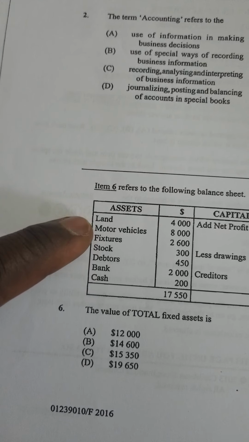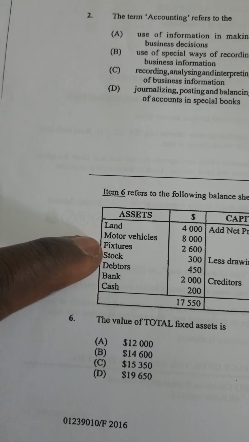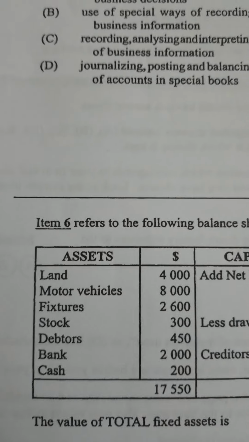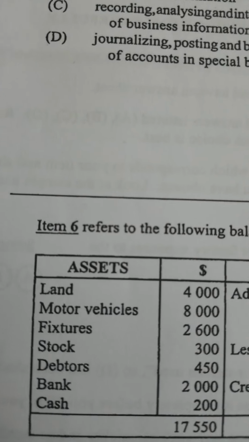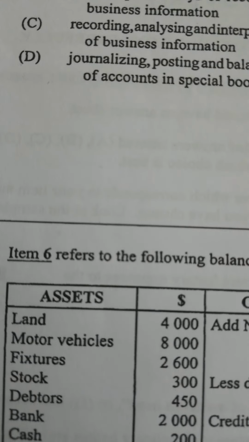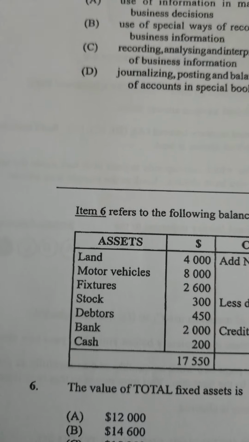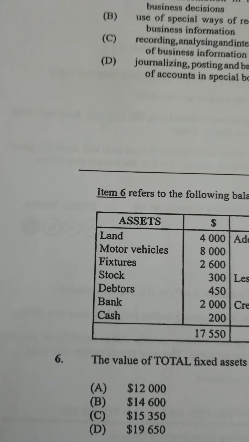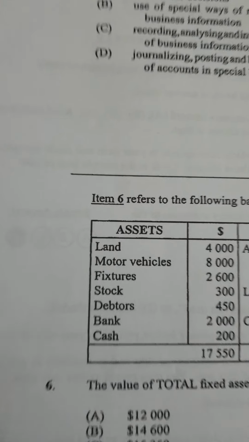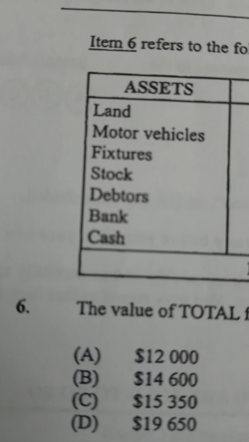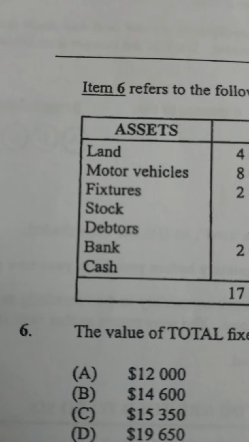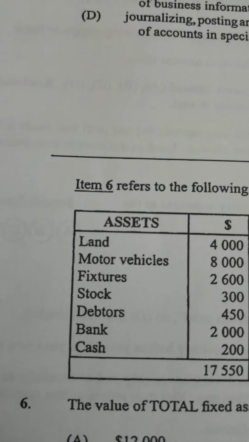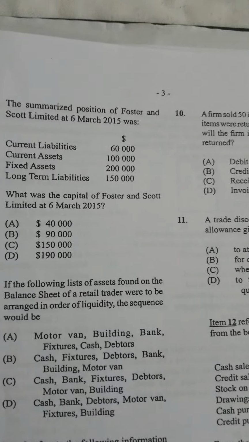So we total all 3 fixed assets, that is the 4,000 plus the 8,000 plus the 2,600. When you add all of that, the answer you should get is 14,600. And that would be the answer for the question.